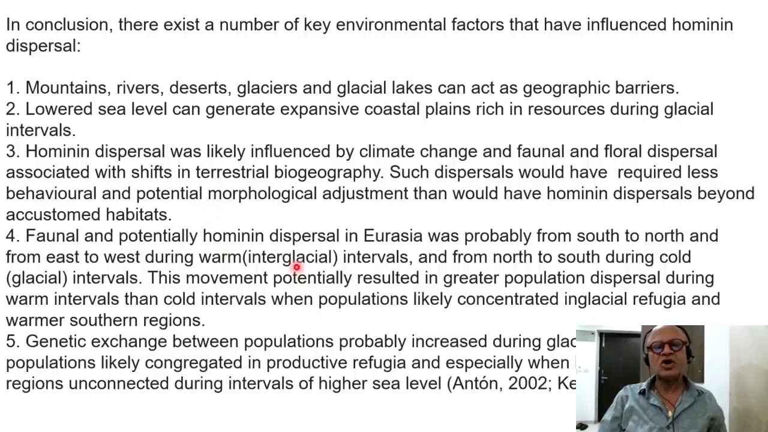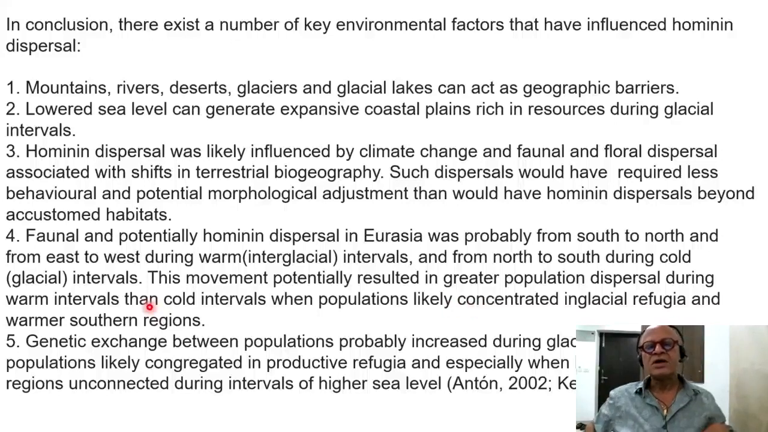Faunal and potentially hominin dispersal in Eurasia was probably from south to north and from east to west during warm interglacial intervals, and from north to south during cold glacial intervals. So there was dispersal back and forth that has to be remembered. This movement potentially resulted in greater population dispersal during warm intervals than cold intervals, when populations likely concentrated in glacial refugia and warmer southern regions.